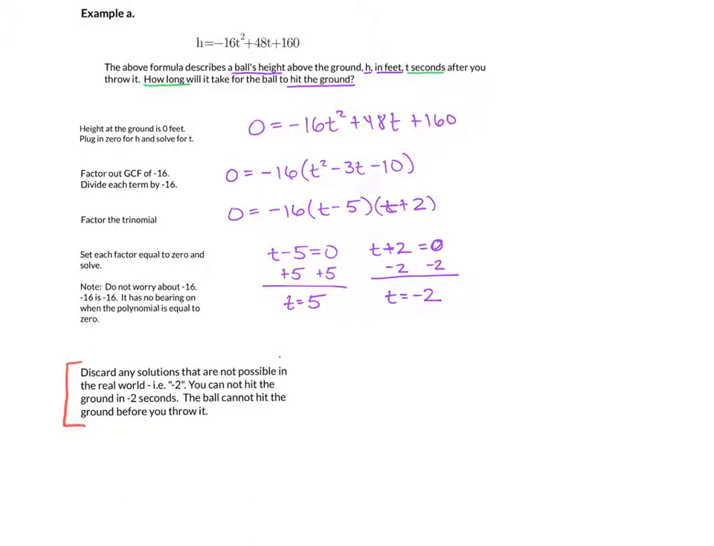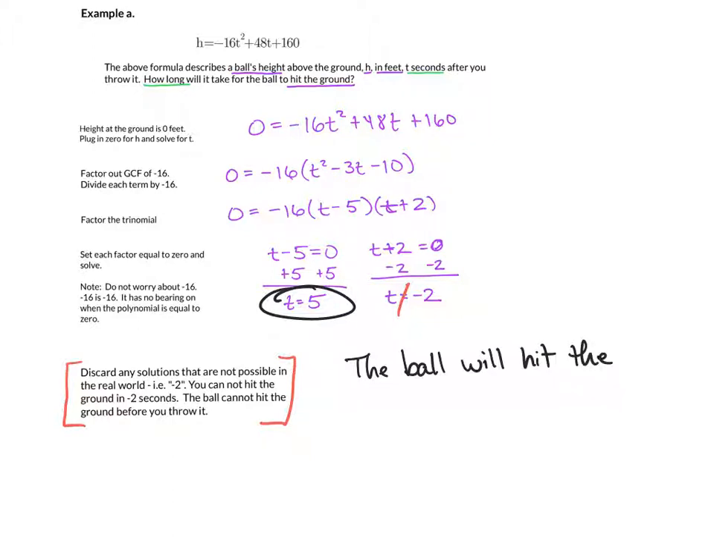From there, we want to discard any solutions that are not possible in the real world. Negative 2. You cannot hit the ground in negative 2 seconds. You cannot hit the ground before you throw the ball. So when we do these, we want to make sure that we take into account real world restrictions. We're going to go ahead and eliminate negative 2, and so our final answer will be the ball will hit the ground in 5 seconds.